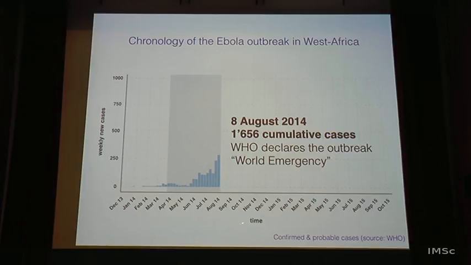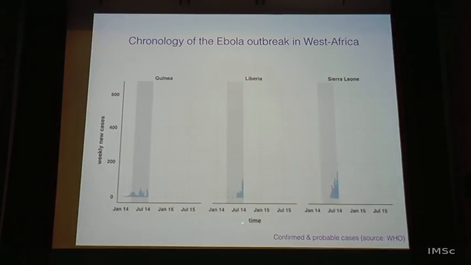So that's the time series across all of West Africa. But this actually doesn't give you the best picture of what is happening. To do that, you need to split between the different countries, Guinea, Liberia, and Sierra Leone. You could see at this time that the dynamics were already quite different. In Guinea, there were these kinds of waves, whereas in Liberia and Sierra Leone, it was clearly an exponential increase, getting really, really fast.